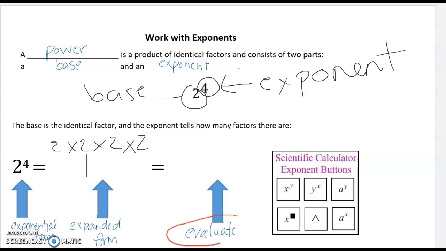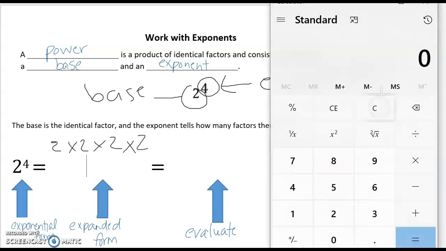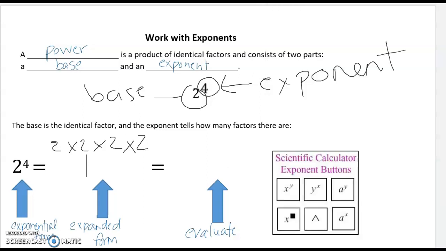The last part is evaluate. Okay, so on this calculator right here, we could do 2 times 2 times 2 times 2, and that would give us 16. So evaluating would give us an answer of 16.